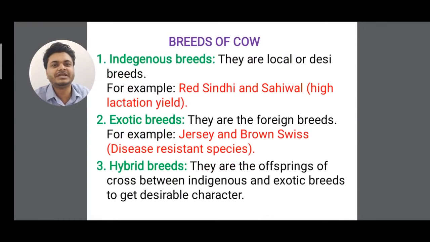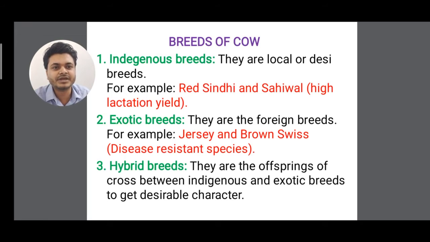Now what are the different breeds of cow? One is indigenous breed, one is exotic breed, another is hybrid breed. Indigenous breed means they are local or desi breeds, of Indian origin. For example, Red Sindhi and Sahiwal, with high lactation yield. Exotic breed means those breeds that are foreign, not from India, they are outside India. For example, Jersey and Brown Swiss, which are disease resistant.